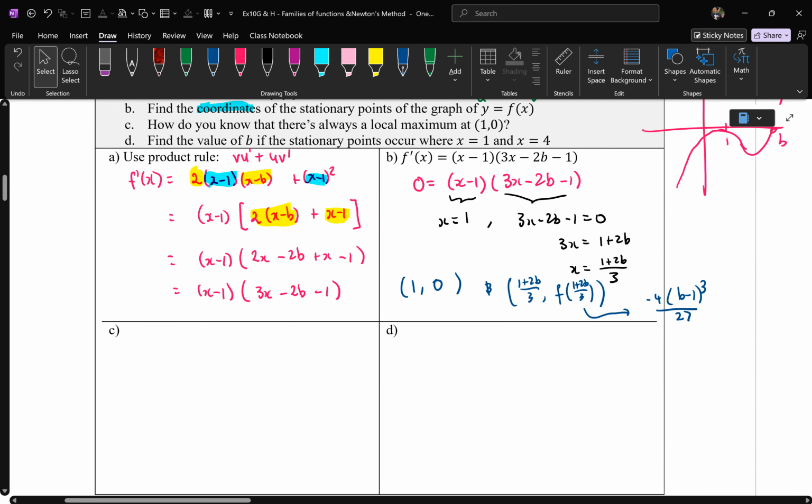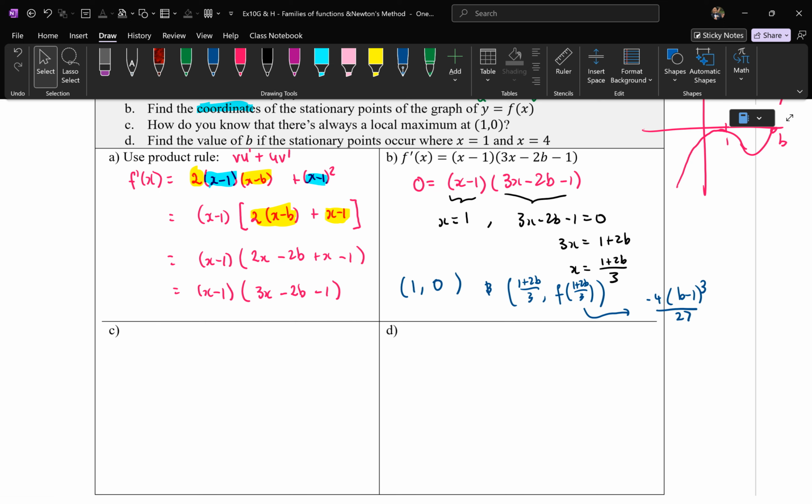How do you know that there's always a local maximum at (1, 0)? How do we know that? There's a couple of ways you can talk about the repeated factor. Being x minus 1, a squared factor, there must be a local maximum since b is greater than 1. So you can explain it that way, or, for those who do it, use the second derivative and prove at that point if it's positive, local max. Multiple ways you can choose.